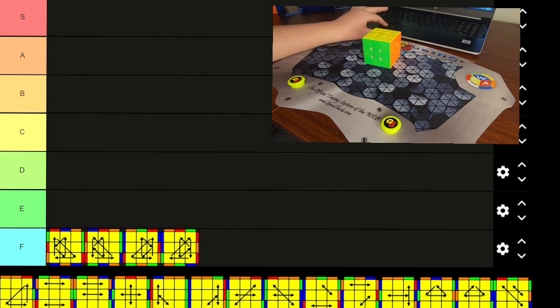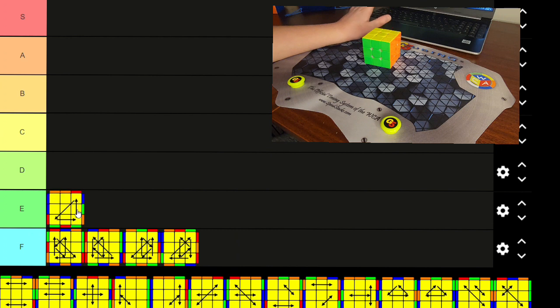Okay, then back to AB perm. I get A perm and AB perm confused sometimes, and even when I do get them right, I sometimes do the wrong algorithm. So the AB perm gets E tier.